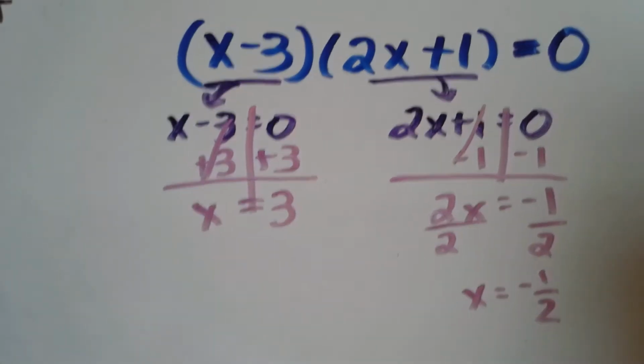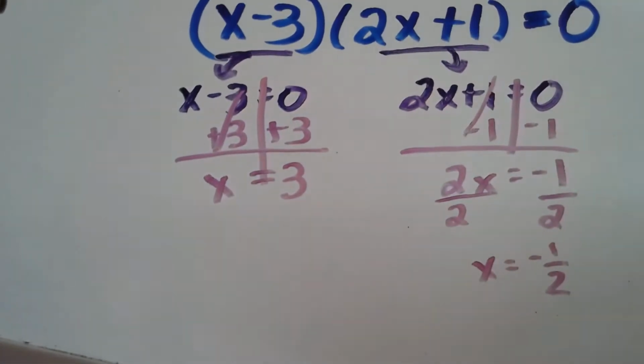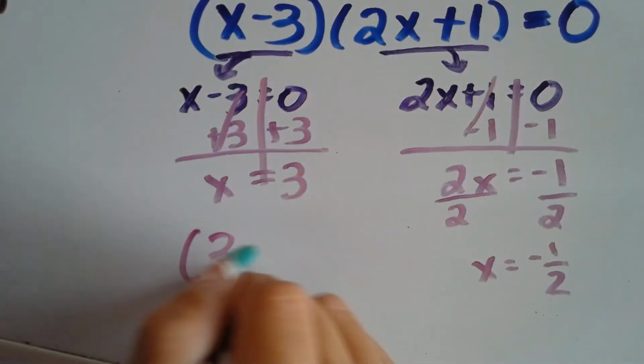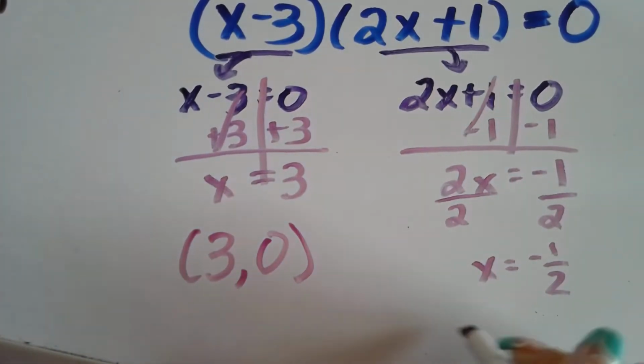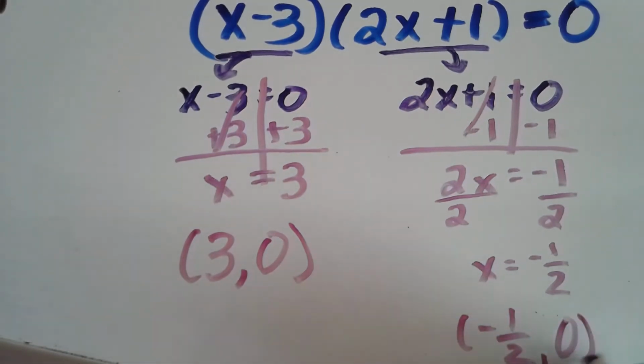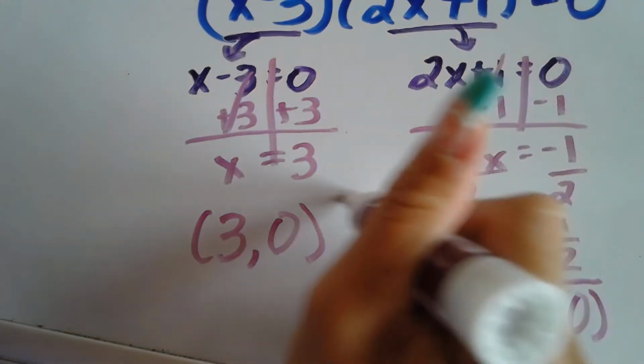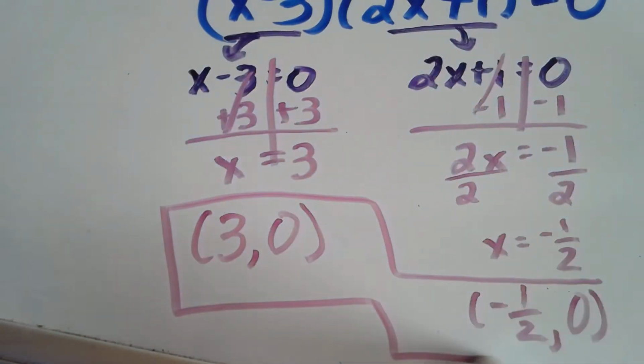Now let's go ahead and write these as our points. So if we know x is 3, 0, which is our y, and x is negative 1 half, 0. Okay, and these two are your answers. These are your roots.